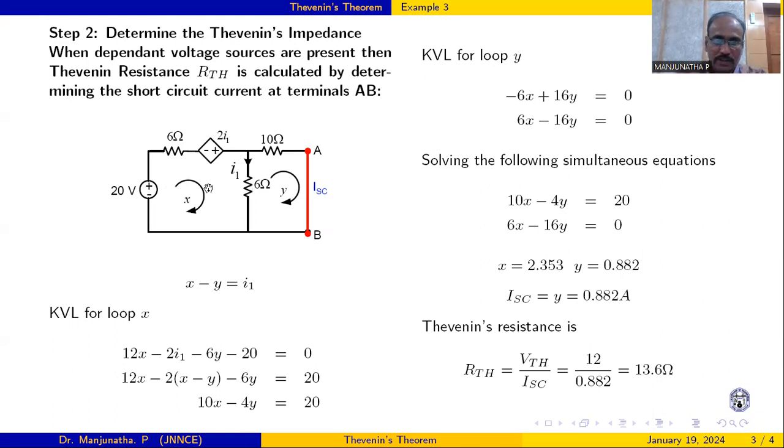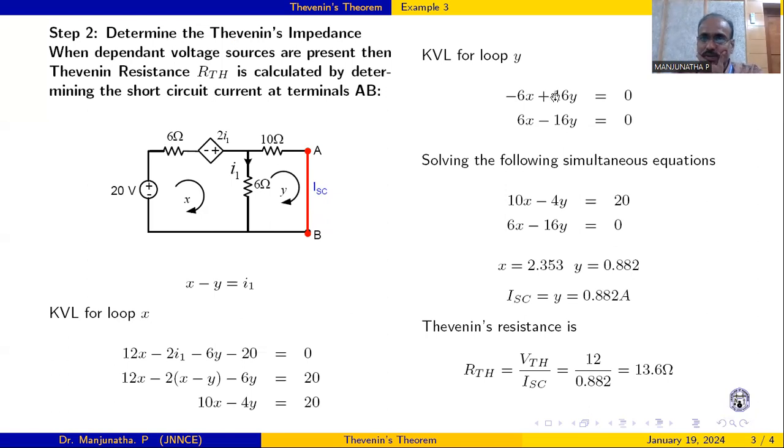Now come to this mesh here, and this is I1 here, and the direction of X and I1 are the same, but Y is opposite to that. Means X minus Y is nothing but I1 here. For this KVL first mesh equation, 6 plus 6, 12x minus 2I1 minus 6y, because opposite here, then minus 20. 12x minus 2 times (x minus y), minus 6y is equal to 20. 10x minus 4y is equal to 20.